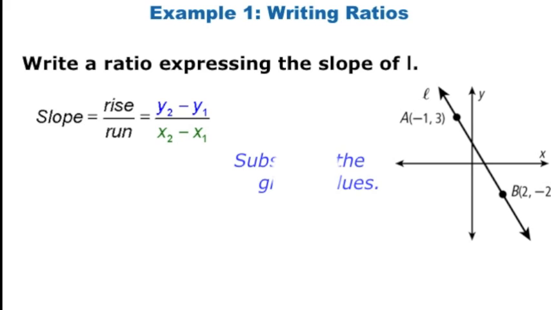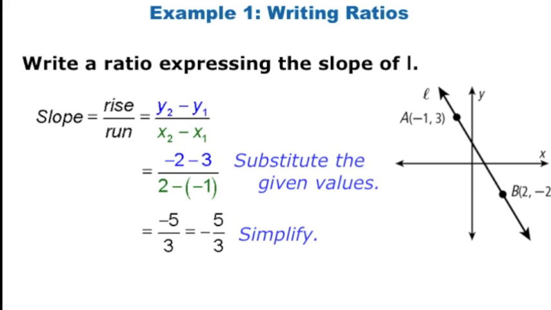So I'm going to set this up using the y value in b, negative 2, minus the y value in a, 3, over the x value in b, positive 2, minus the x value in a, negative 1. A little simplification gives me a ratio of negative 5 to 3, or negative 5/3.